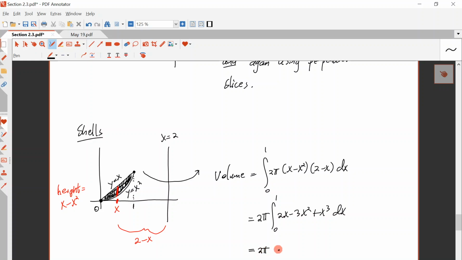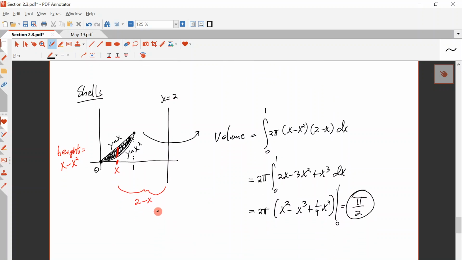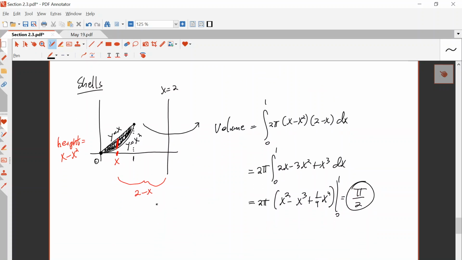So we've got 2 pi, and the antiderivative is x squared minus x to the third plus 1/4 x to the fourth from 0 to 1. So at 1, you just get a quarter, right? So you just get pi over 2. And at 0, you get 0. Alright, so the volume of that solid is pi over 2. Now let's do slices.